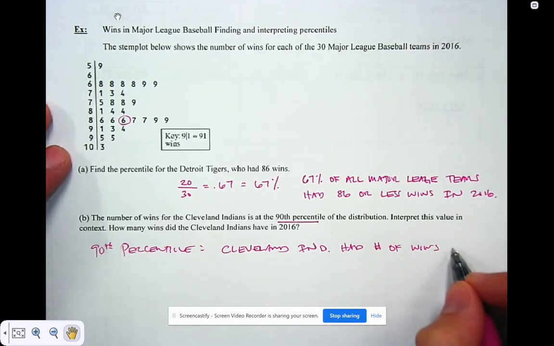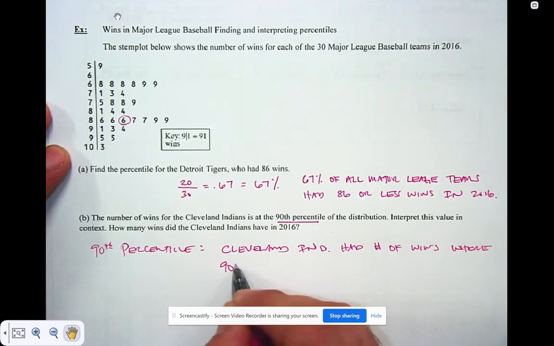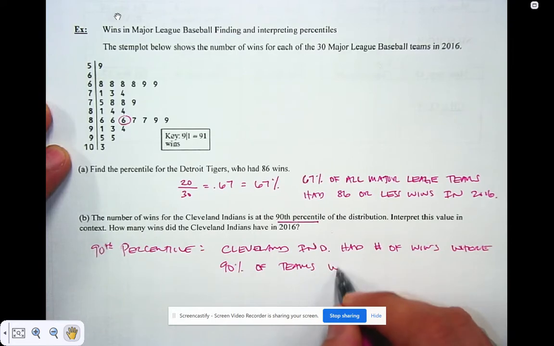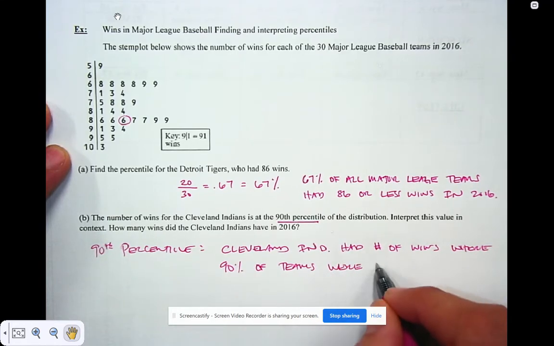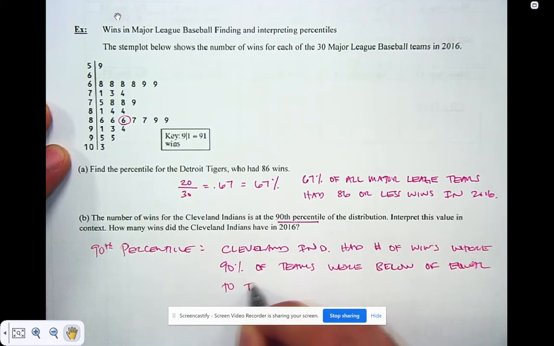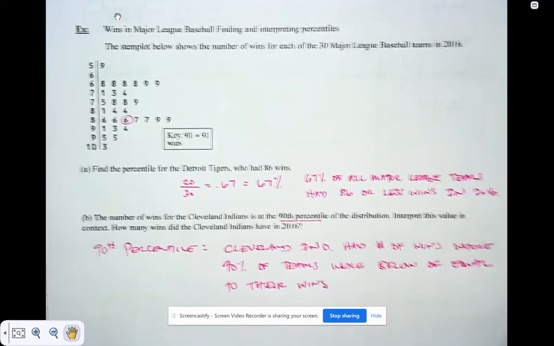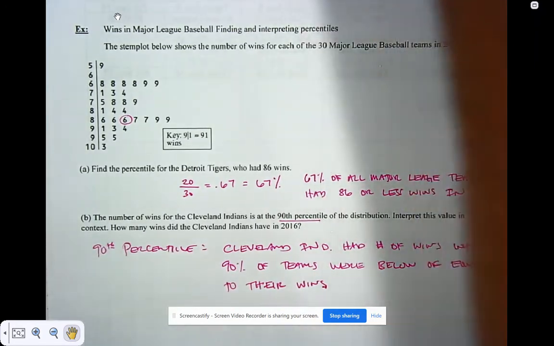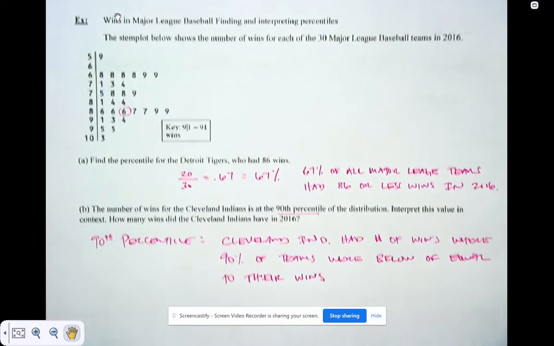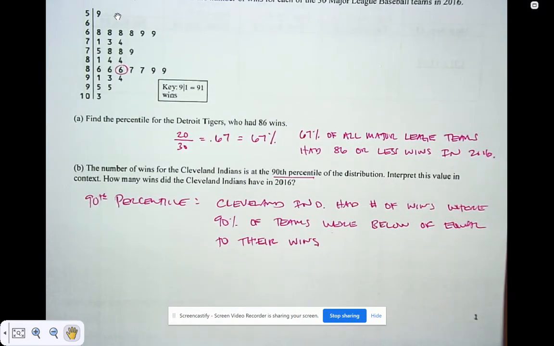right? Where 90% of teams were below or equal to their wins. And I'm sure you English people could say a better sentence, but it's 2:50 on a Sunday, and I don't want to be in my classroom. How about that? All right, cool.